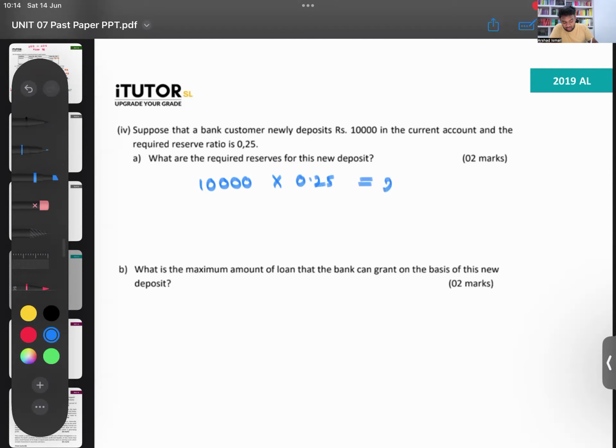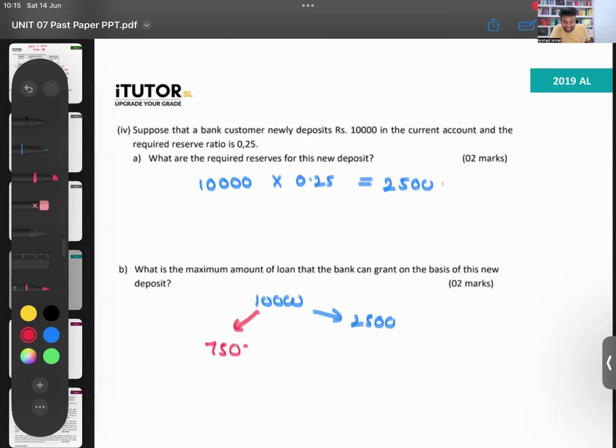2,500, right? So 2 marks out of your 100 mark paper was for a question like that. Then what is the maximum amount of loan that the bank can grant on the basis of this new deposit? Because of this new deposit of 10,000, they are keeping 2,500 as required reserve. They are asking how much of a loan can you give? The balance 7,500 you can give. And that is your answer.